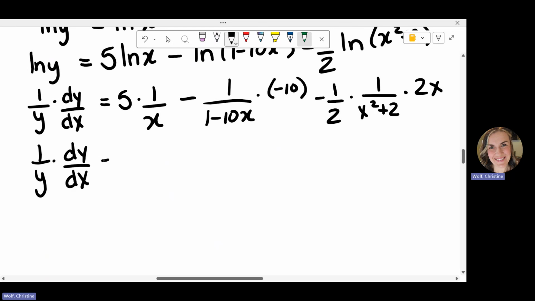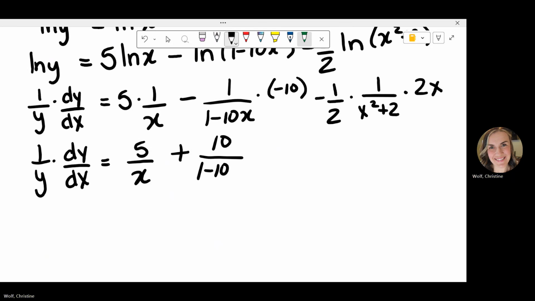So I would have 5 over x. Then I'm going to have a positive 10. I just brought the two negatives together over 1 minus 10x. Don't you dare cross off those 10s. Only 2 of the 3 terms have a 10. You can't cross them off. Here, I'm going to cross off the 2 and the 2, and I have a minus 1x, or just minus x over x squared plus 2.